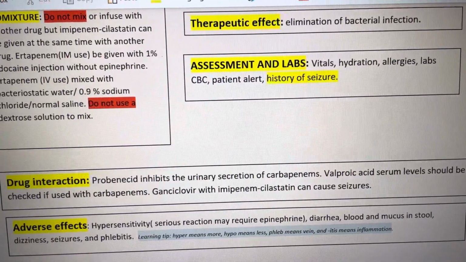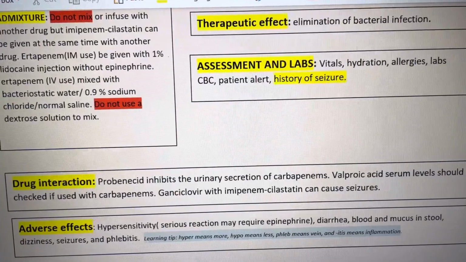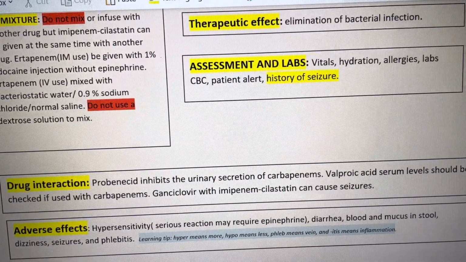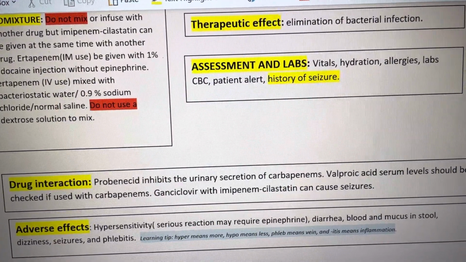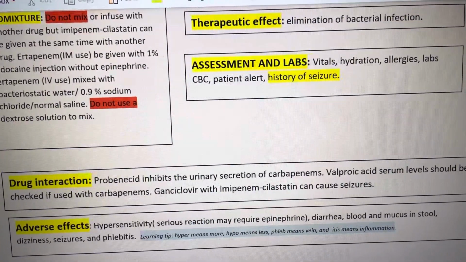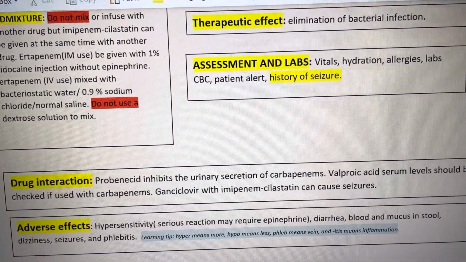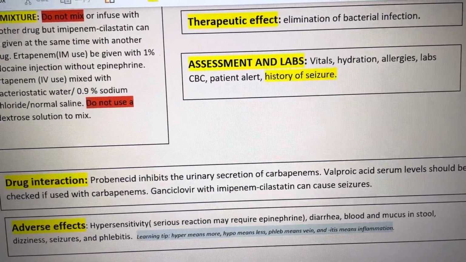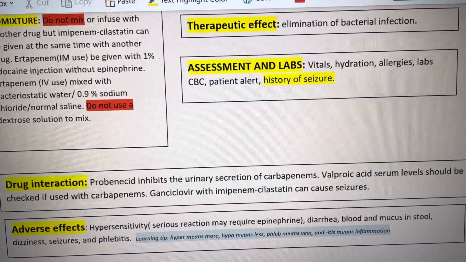So what are the changes in the physiological condition of the patient, what is it causing, what causes changes in the functional system in the body? So it is very important to know that. And some of the side effects for this are hypersensitivity, which is a serious reaction and may require epinephrine, and it can cause diarrhea, blood and mucus in stool, dizziness, seizures, and phlebitis.